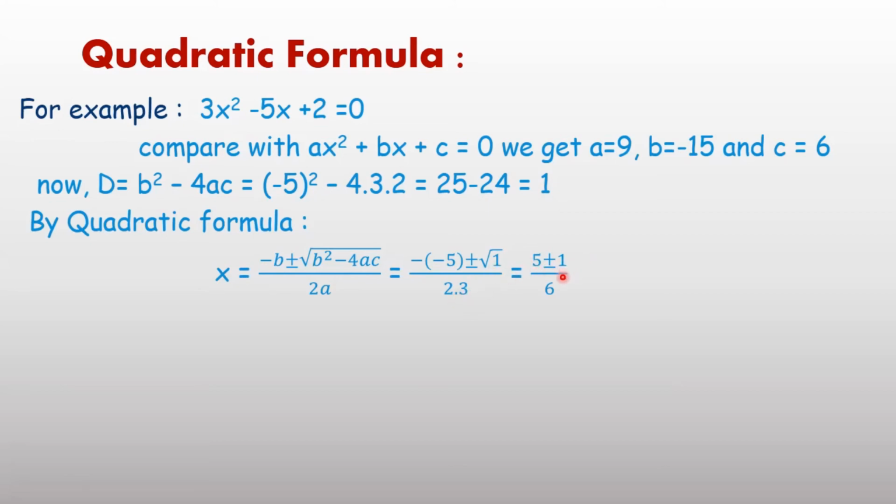5 plus minus 1 upon 6. Either x equals 5 plus 1 upon 6, or x equals 5 minus 1 upon 6. Means x equals 1, or x equals 2 by 3. There are three options: first method, second method, and third method. Using quadratic formula, you can solve a quadratic equation.